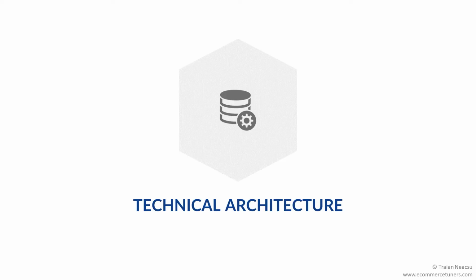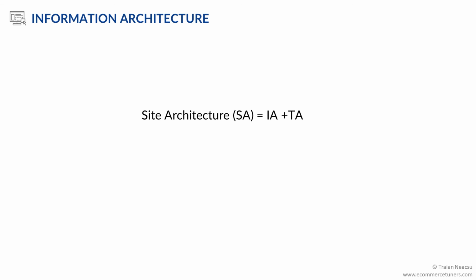Technical architecture. At the beginning of this section, I mentioned that site architecture is made of information architecture and technical architecture. We then looked at several information architecture topics. Now it's time to discuss technical architecture. While duplicate content and crawlability issues are well-known SEO headaches, many search engine optimizers categorize them under the information architecture umbrella. But they are, in fact, technical issues.